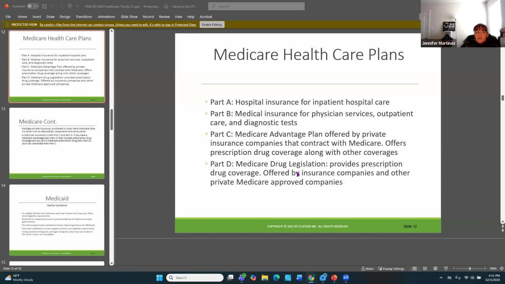And then Part D is Medicare drug coverage, or prescription drug coverage. Again, this one's offered by other insurance companies. So the only one that we're guaranteed is Part A. Parts B, C, and D are all additional out-of-pocket costs for that person.